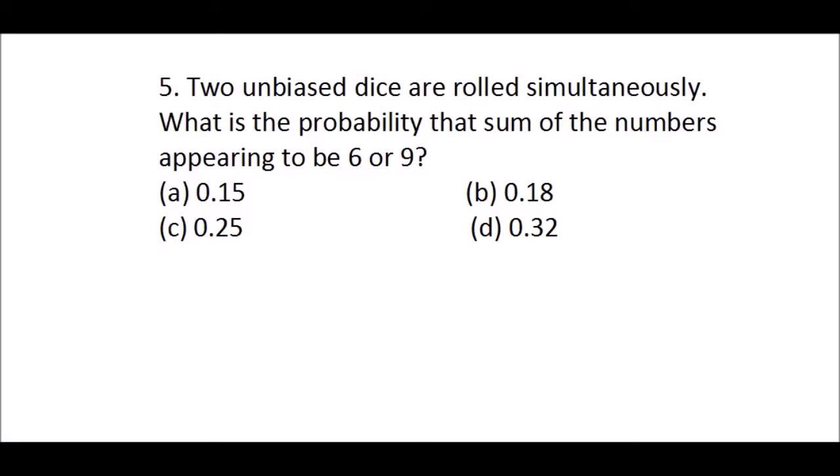The next problem is: two unbiased dice are rolled simultaneously. What is the probability that the sum of the numbers that appear is 6 or 9? First we find the sample space, the sample space for all possible cases. Therefore, as we found earlier, (1,1), (1,2), and in this way, in the sample space, the total number of entries will be 36.